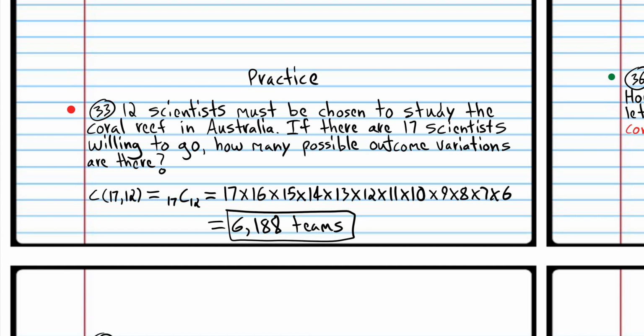We're counting those 12 scientists as one group. Then we're finding another grouping. So you could take one of the scientists out and replace them with somebody else. That would be a second group, and so on and so forth.